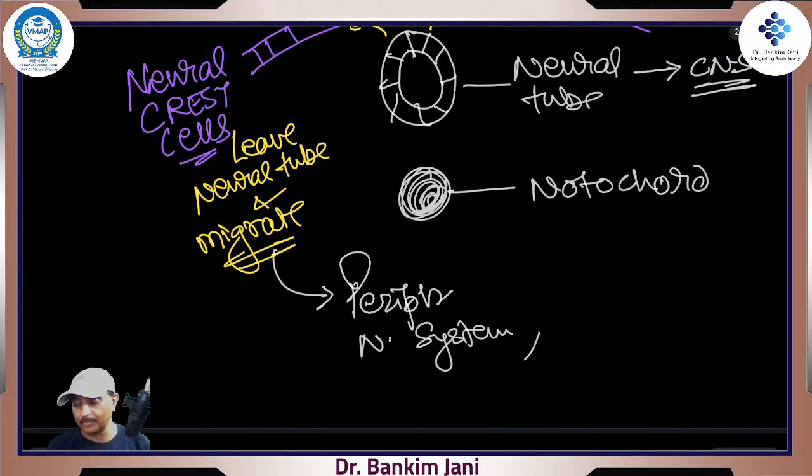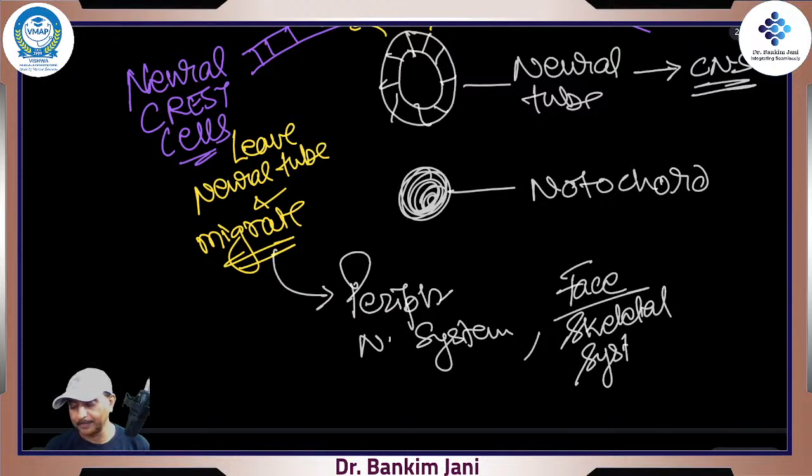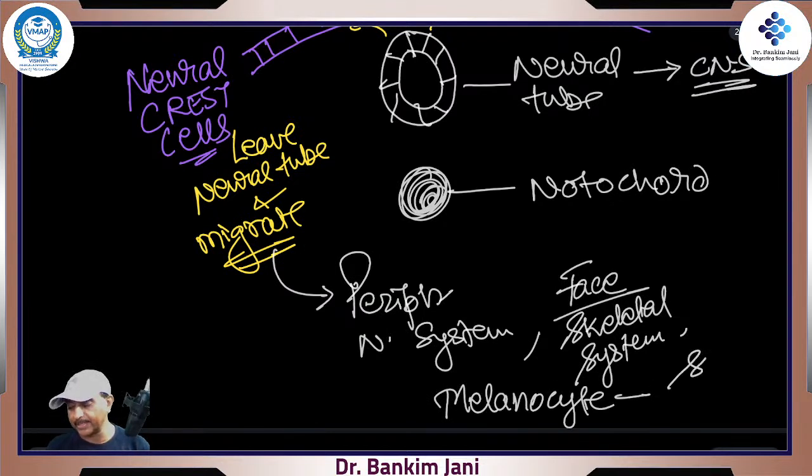Interestingly, it also forms part of the face skeletal system, right? That is also formed. And because these are the neural crest, there is one more function, that is the melanocytes. They will also make the melanocytes. Melanocytes are skin pigmentation, right? Which gives color to your skin. So brain and spinal cord strictly, that is by the neural tube, and that's how it leads to formation of this entire system.